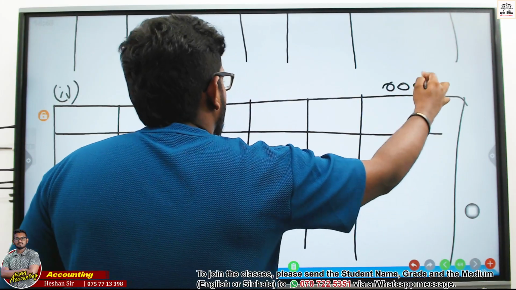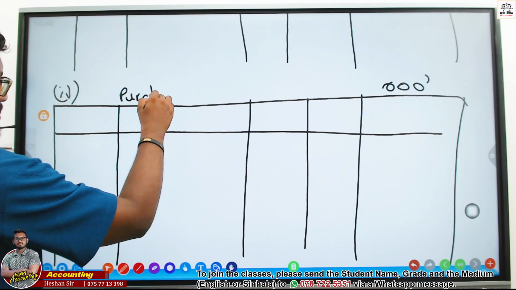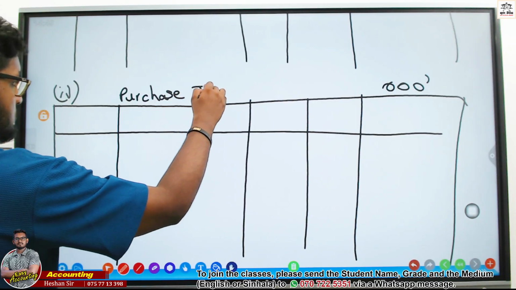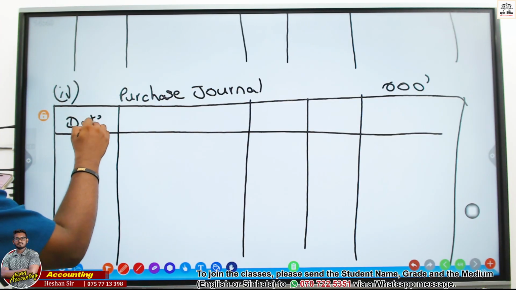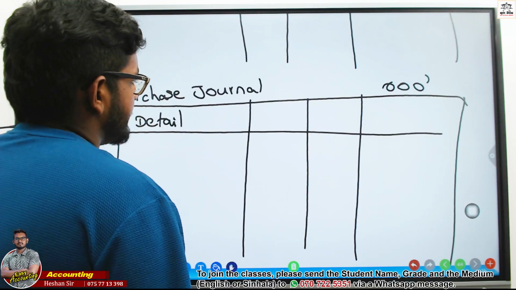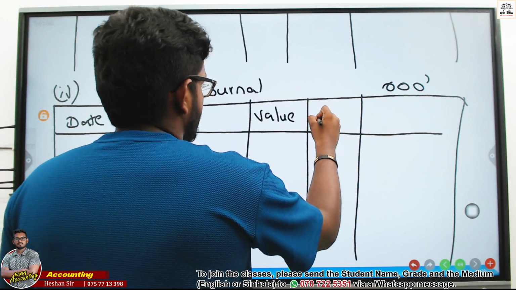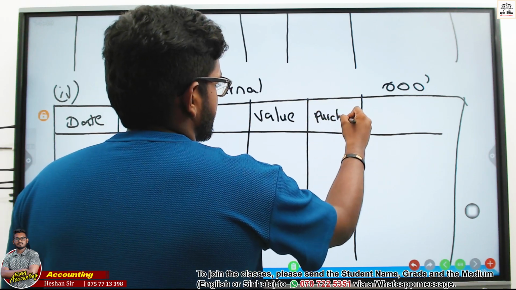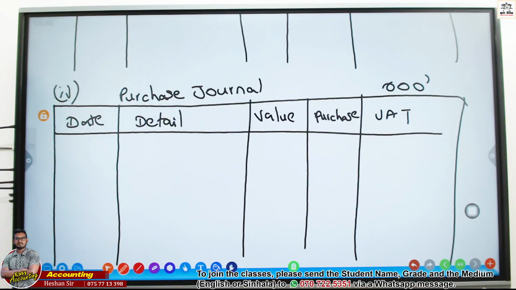Now tell me how we record the purchase journal. Purchase journal. You know date, detail. Then in here we take value. Then purchase. Then the VAT. Right? VAT comes last.